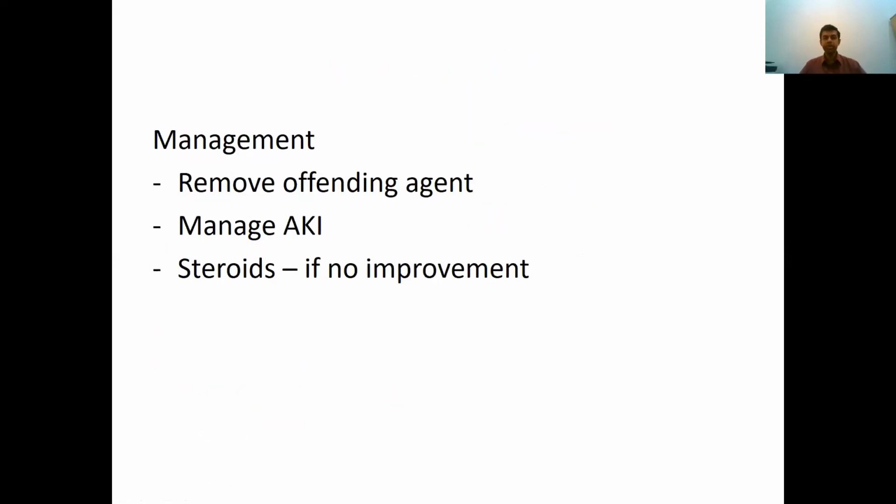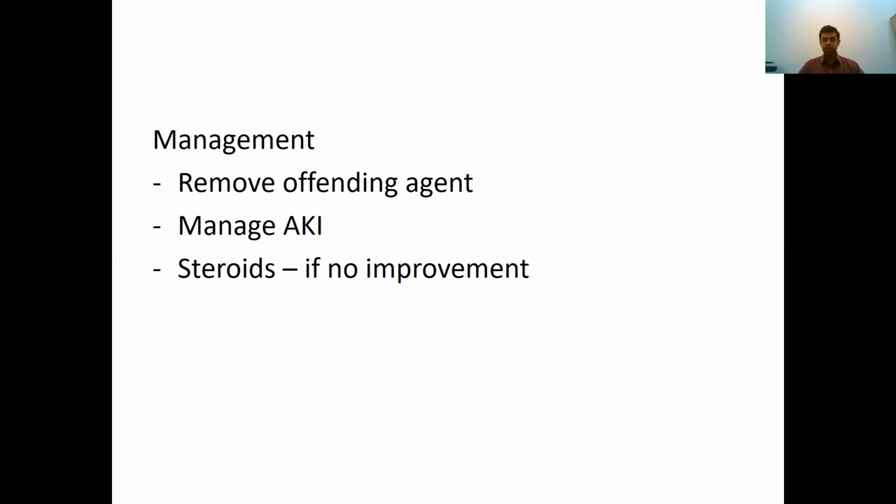So how do we manage them? If you know the offending drug or if you are suspecting an offending drug, the main thing is that you need to stop that immediately. And if these patients have developed a significant acute kidney injury, you manage the acute kidney injury as you have discussed in your lecture on acute kidney injury.